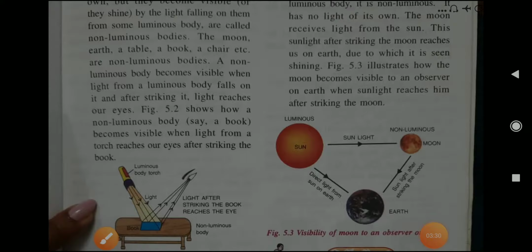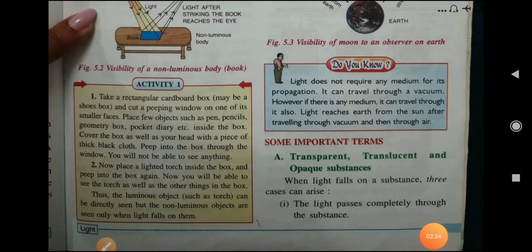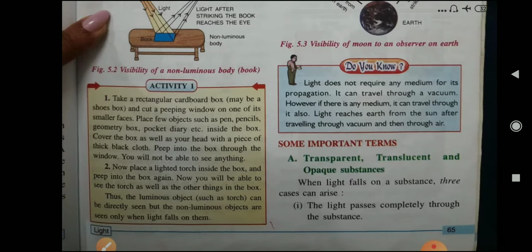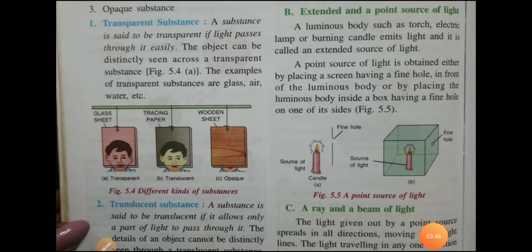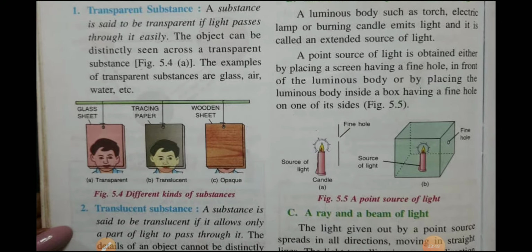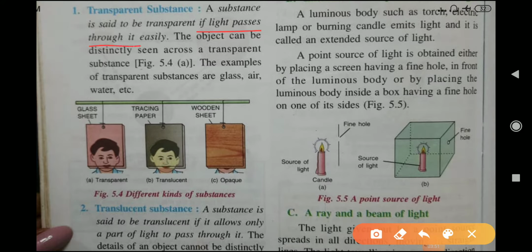Now, some important terms: transparent, translucent, and opaque substances. Now, what are these substances? Transparent substances are those substances through which light passes completely. Okay, so a transparent substance is a substance if light passes through it easily, means all the substances through which light passes easily are known as transparent substances. For example, glass, air, water, all these are transparent substances.